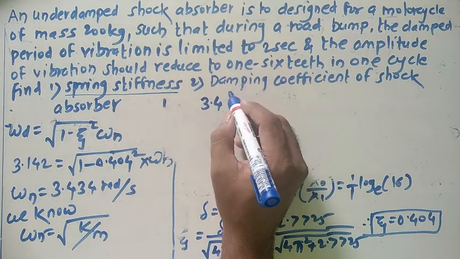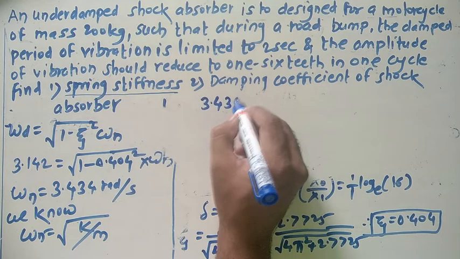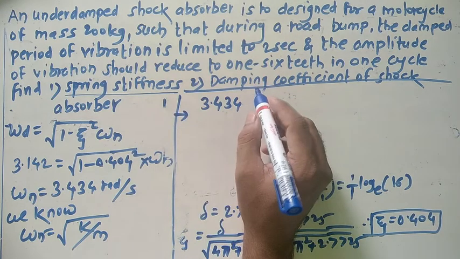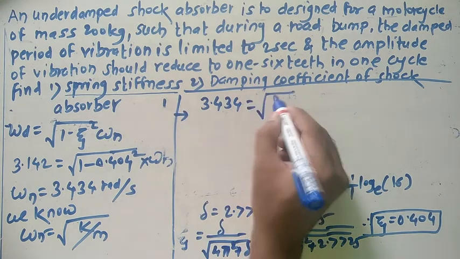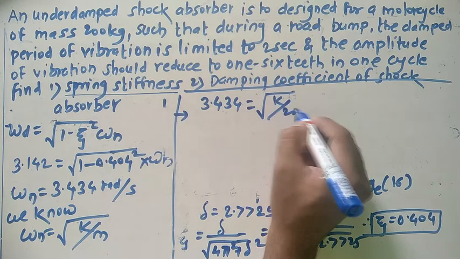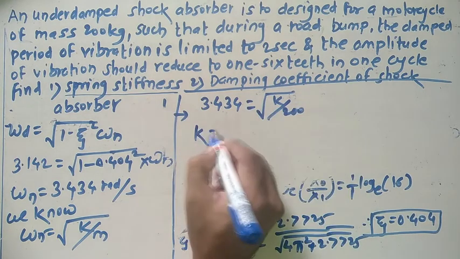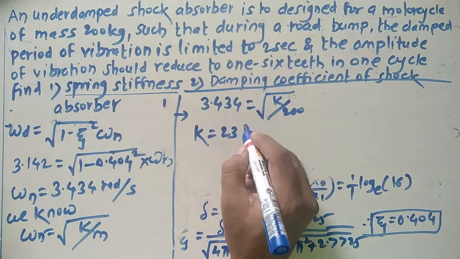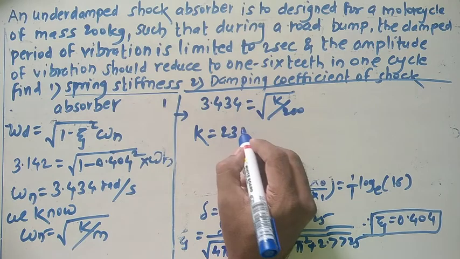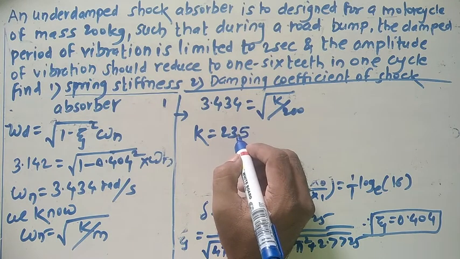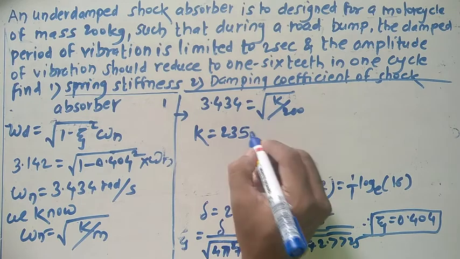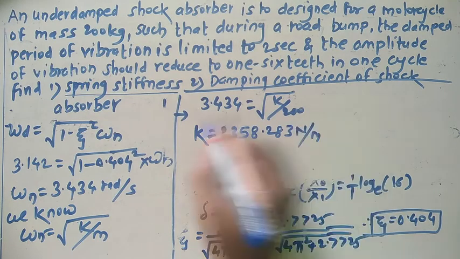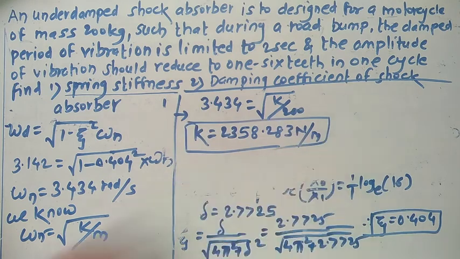So 3.434 equals square root of k by m. Mass is given, 200 kilogram. Simplify this and get the value for k. After calculations, k is 2358.283 Newton per meter. In this way, you can get the value for k.